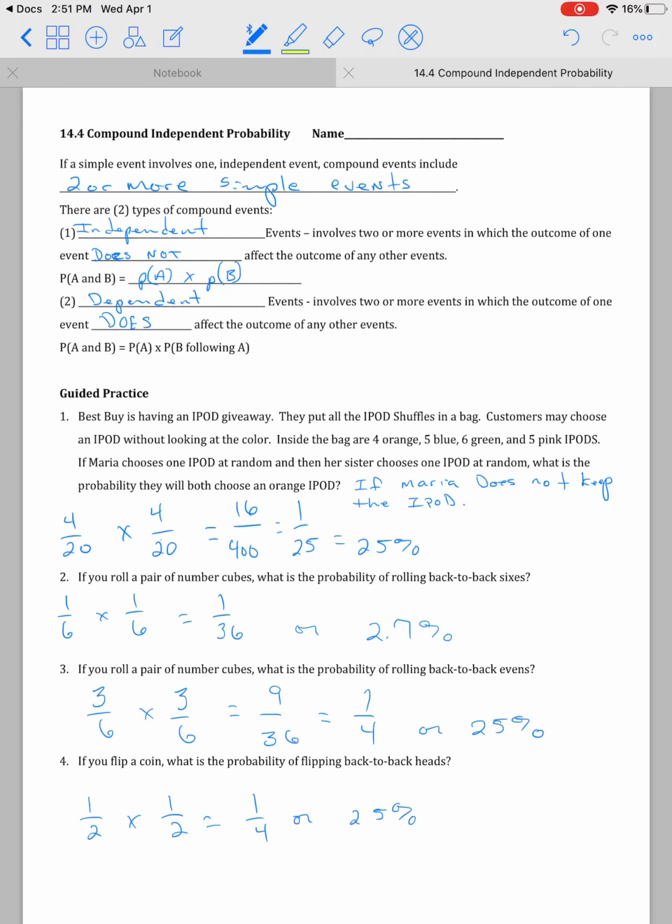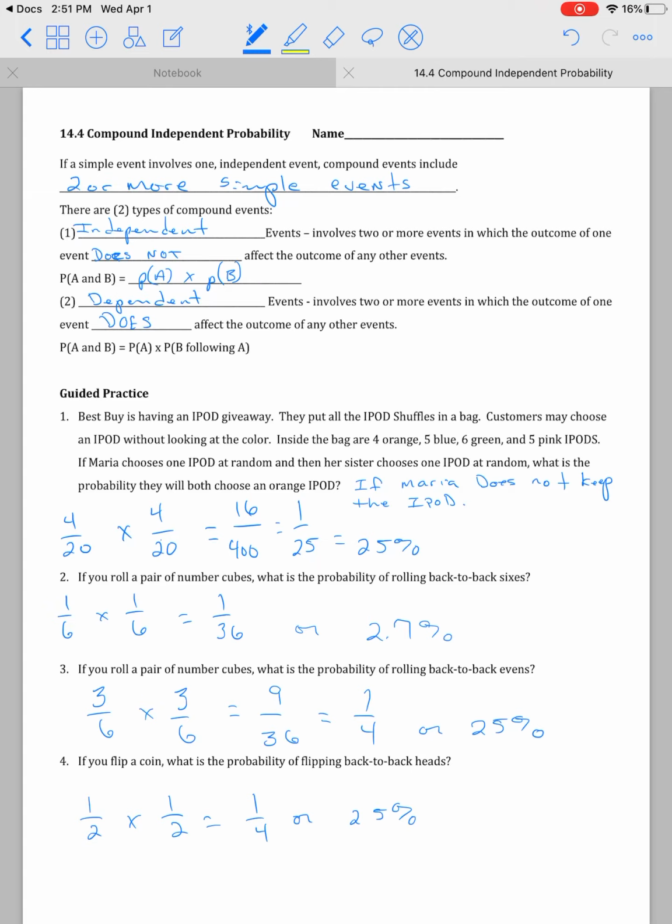Hi everybody. Today we're going to talk about compound independent events. A simple event involves one independent event. Compound events include two or more simple events. There are two types of compound events.